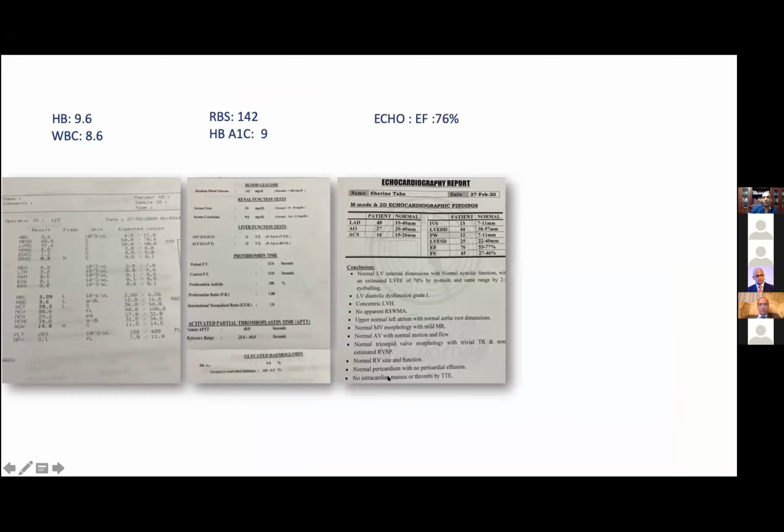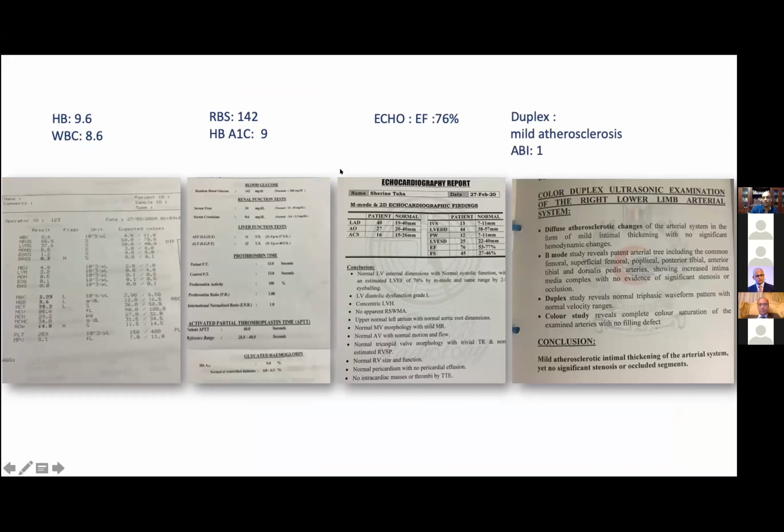The hemoglobin of the patient was 9.6. White blood cell count was 8.6. Random blood sugar was 142, but the hemoglobin A1C was 9. And echo shows good function of the heart. Echo ejection fraction was 76. And duplex was done for this patient, showed mild atherosclerosis, and the ankle-brachial ratio was just 1.